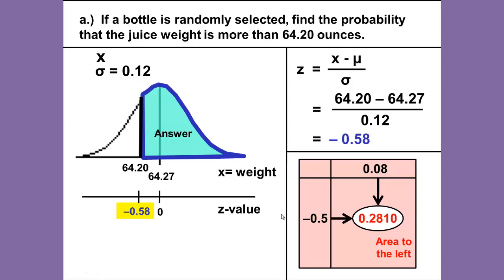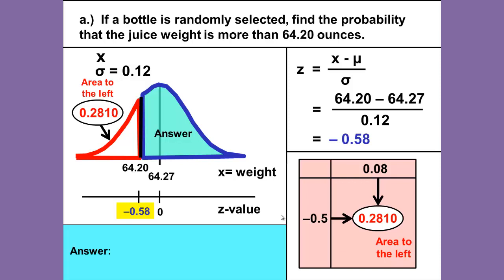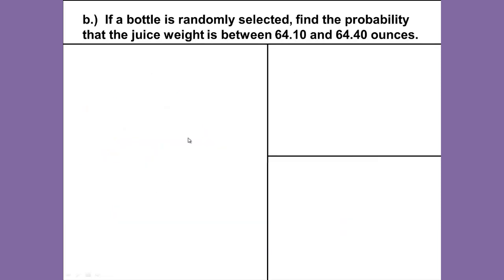When we look that up in the table, we get 0.2810, which would be the area to the left. Because that is the area to the left, that gives us 0.2810 to the left, but we're not interested in that area to the left. We want greater than or to the right, and with the area to the right, we want to do 1 minus 0.2810. That gives us 0.7190. And that is our answer for Part A.